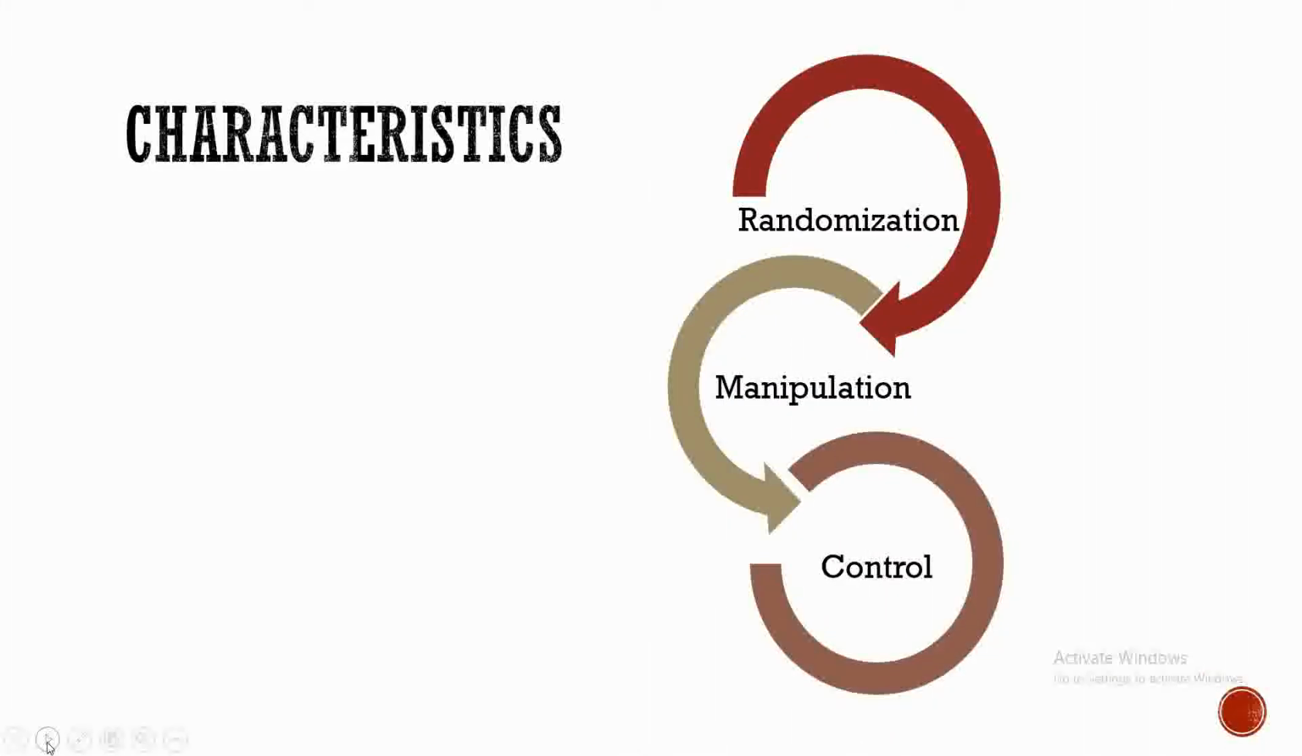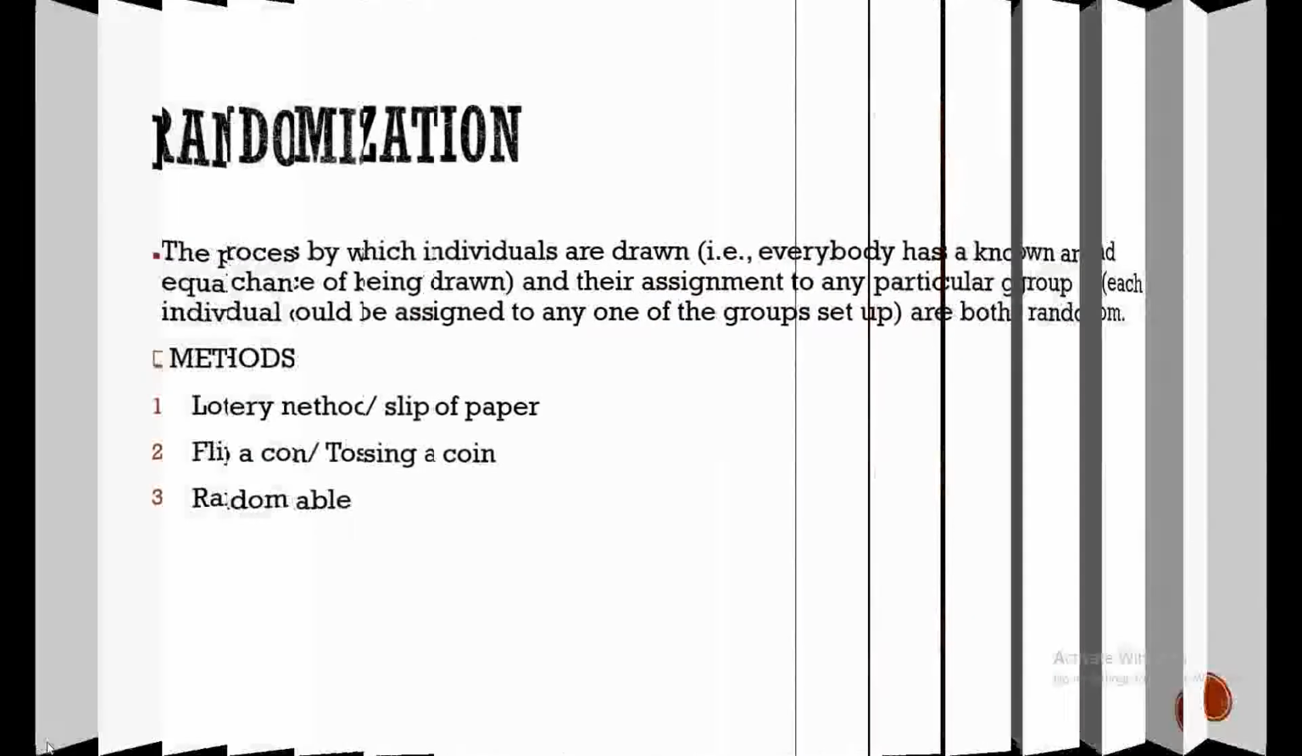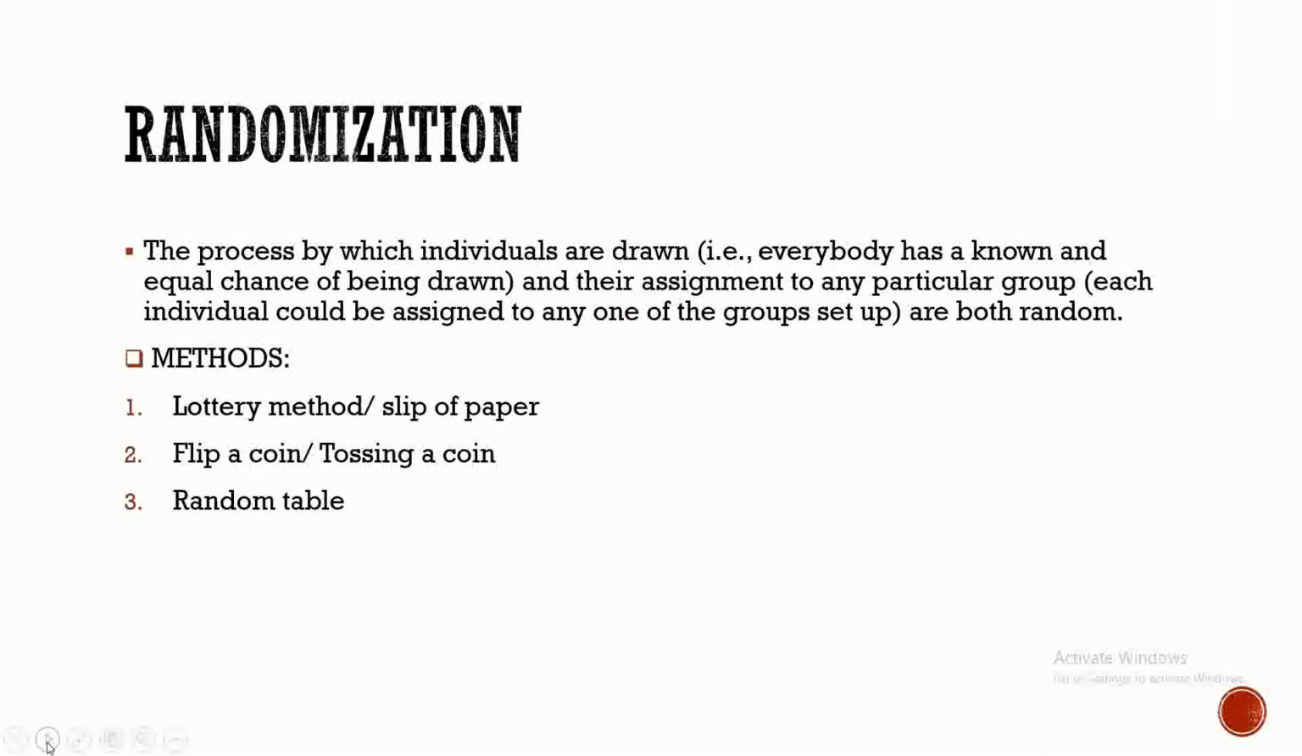There are three main characteristics of experimental design research. First is randomization, second is manipulation, and third is control. So the first characteristic is randomization. Randomization generally means making something random. For example, in the context of selecting a population, where everyone gets an equal chance of being selected.